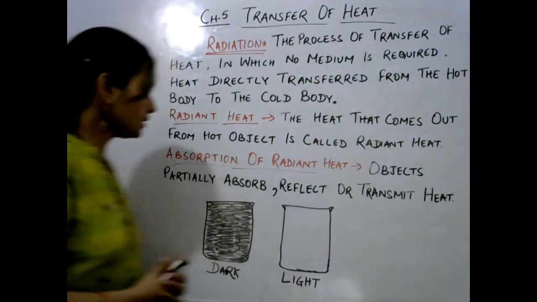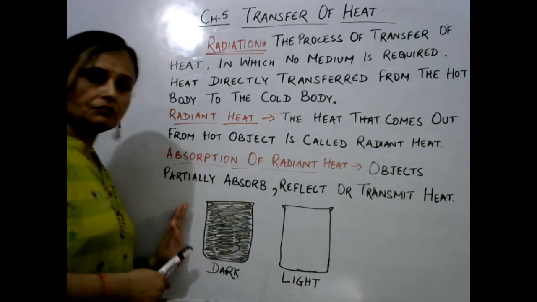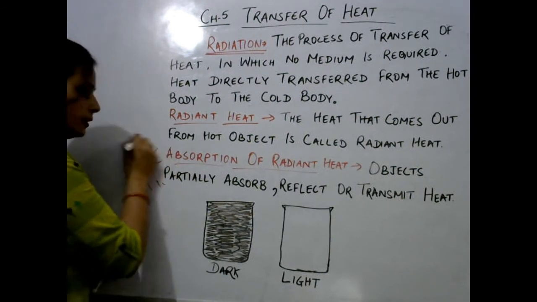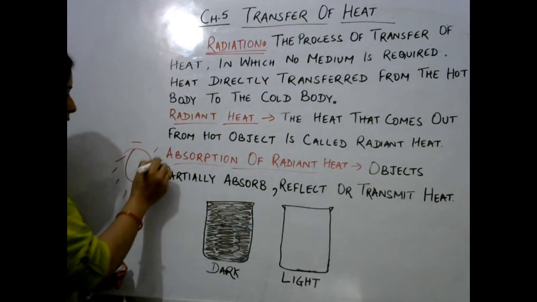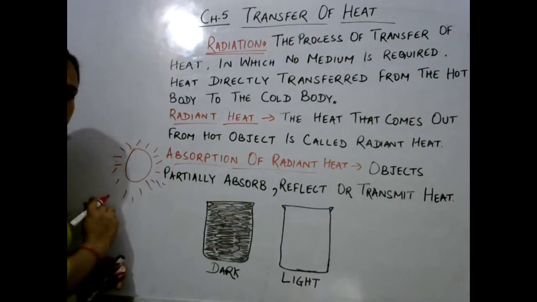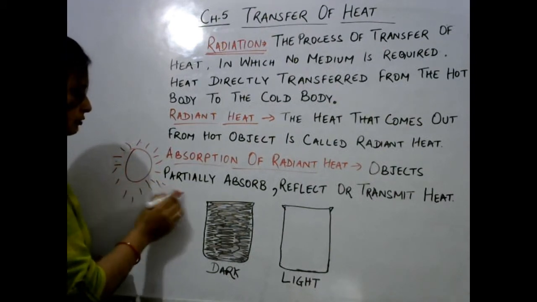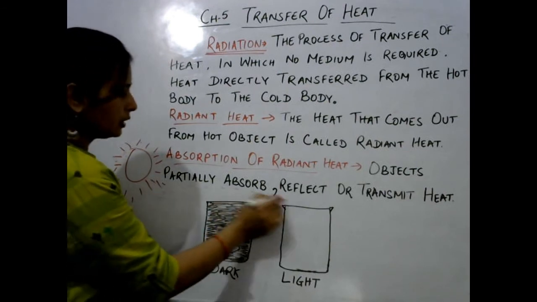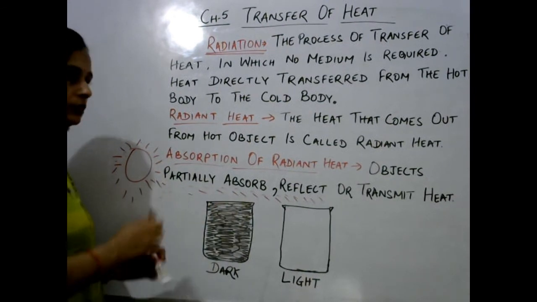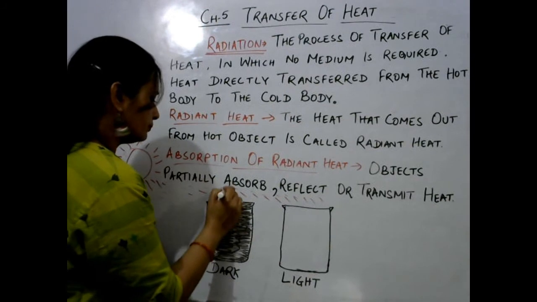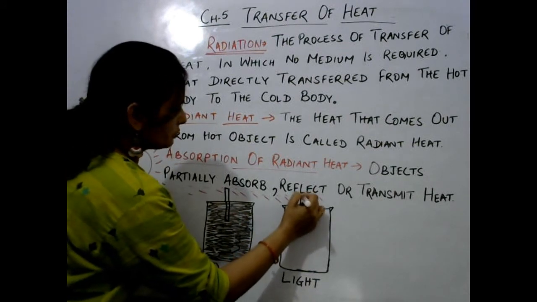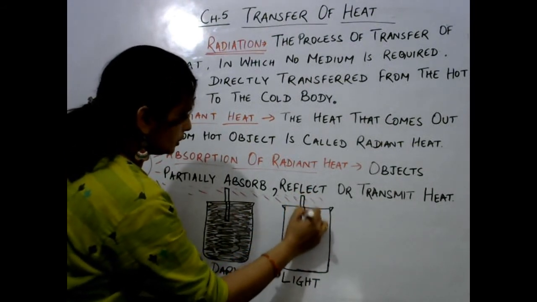So let us discuss a few more situations. We have kept two containers under the sun. Suppose the sun is there, the sunlight is coming, and under the sunlight we have kept two containers, right? Whatever sunlight is falling on these two containers, after half an hour if we put a thermometer in these two containers, what will be the reading of the thermometer?